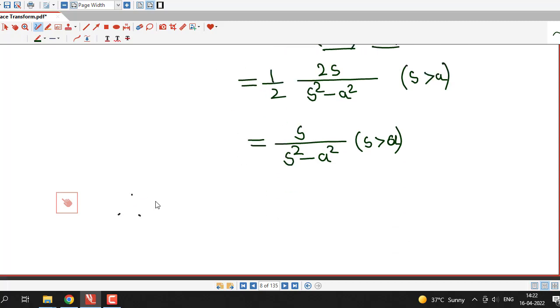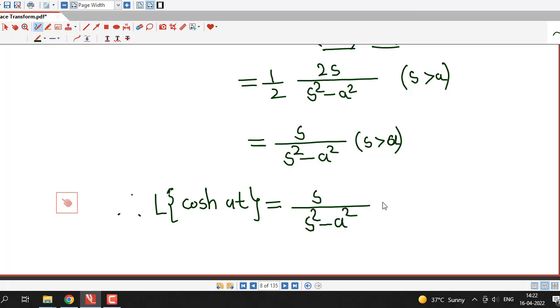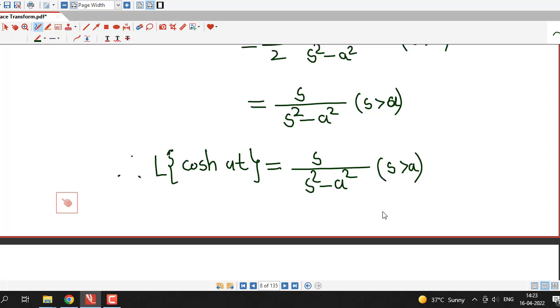So remember this formula. We are going to use this formula in upcoming lectures whenever necessary. The Laplace transform of cos hyperbolic at is equal to s divided by s square minus a square, and this is valid for those values of s which are greater than a.